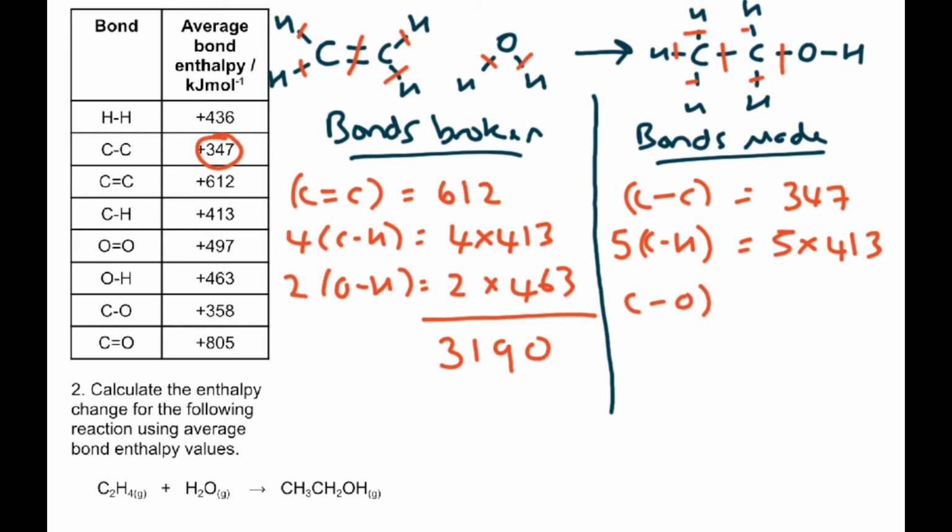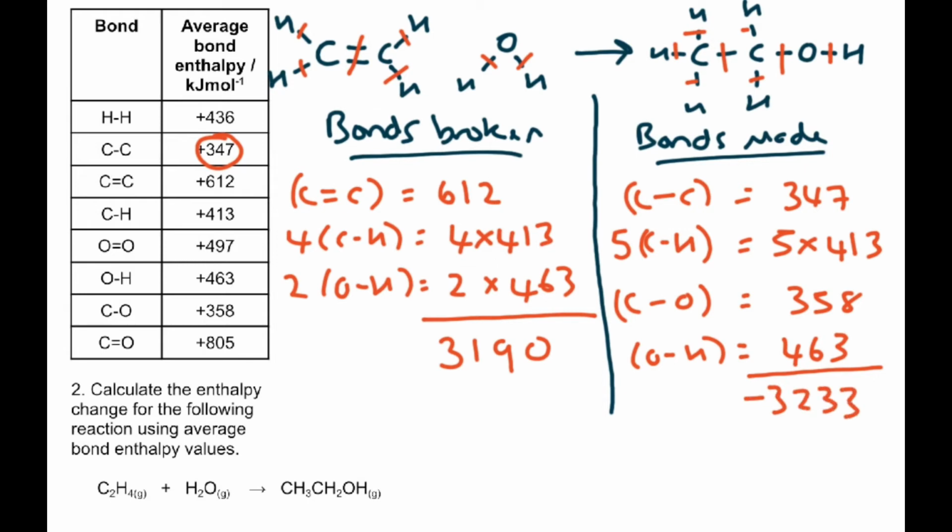Then you've got a C-O bond. Very easy to forget the C-O bond. C-O bond is 358. And then the O-H bond. And if you hadn't drawn this out, you might have forgotten these bonds. O-H is 463. And then you total everything on that side, and it should come to minus 3233.